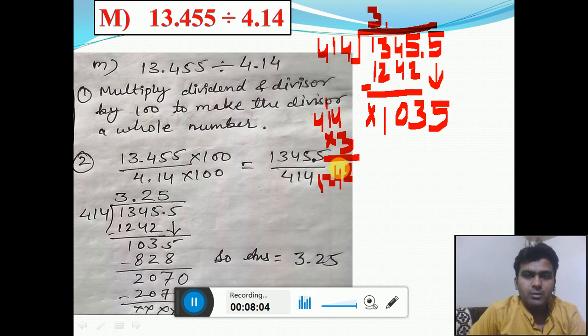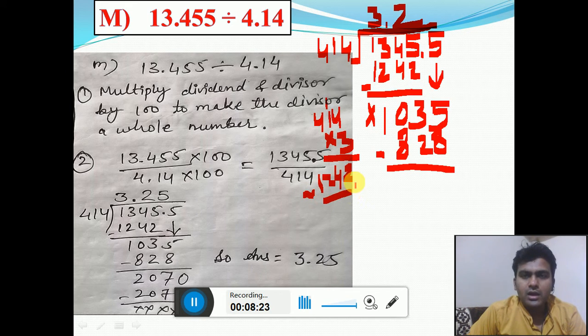By multiplying 414 by 2, we will get 828. We use 2 because by 3 we were getting 1242, which we have seen earlier, but we want a number less than or equal to 1035. So by multiplying 414 by 2 we got 828.